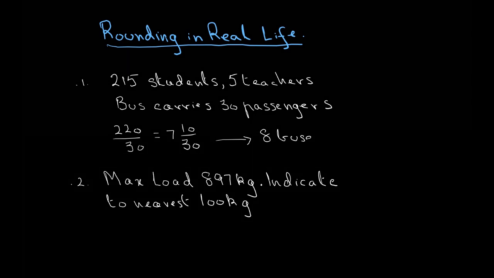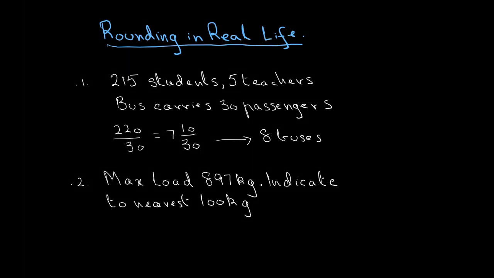And why do I need 8 buses? The reason is that 7 buses will carry 210 students and teachers, but then I'm still left with 10 passengers, and the 10 passengers will need another bus. So in this case, I have to round up. This would be an example of rounding up. So I should not get 7 buses, I need to get 8 buses because each bus can only carry 30 passengers. But here's a very different problem.